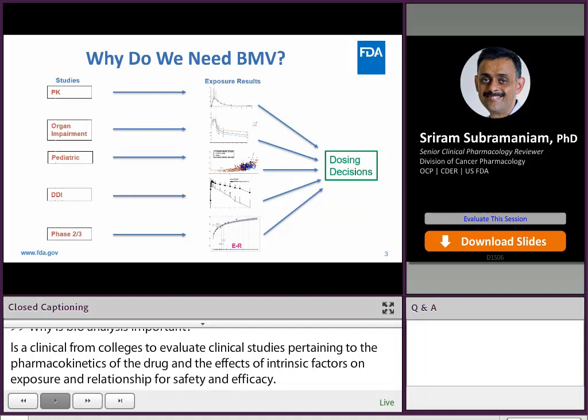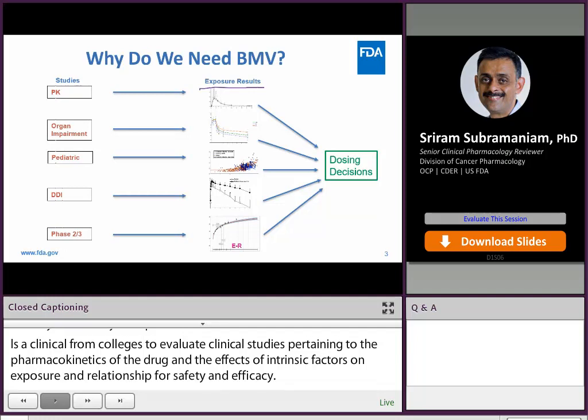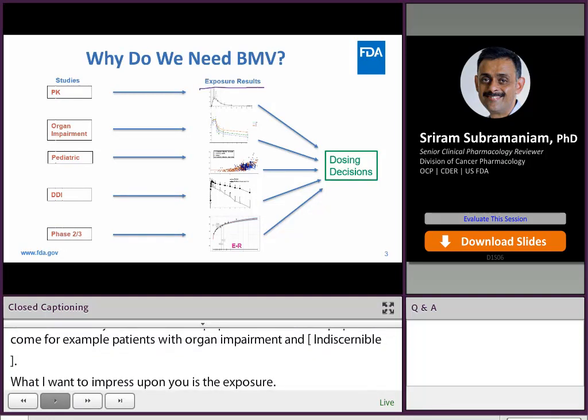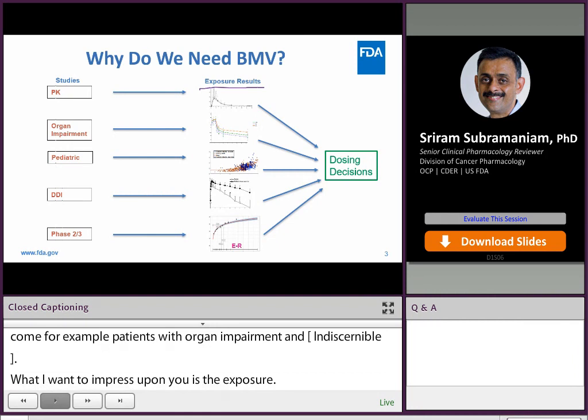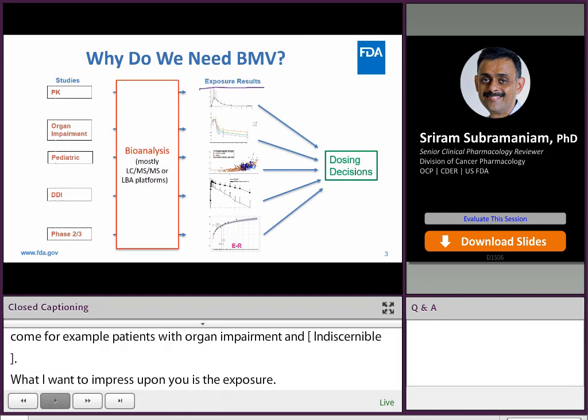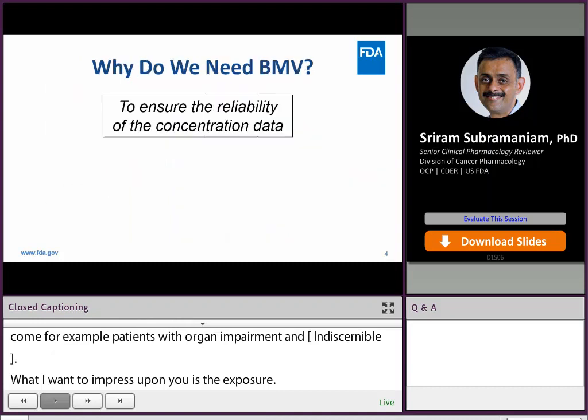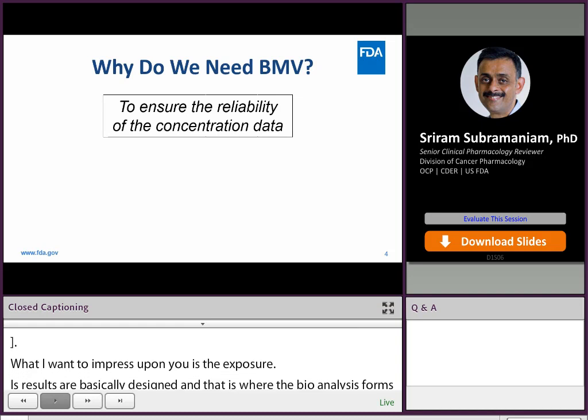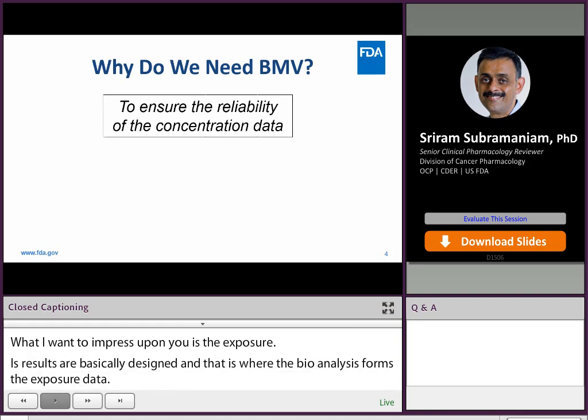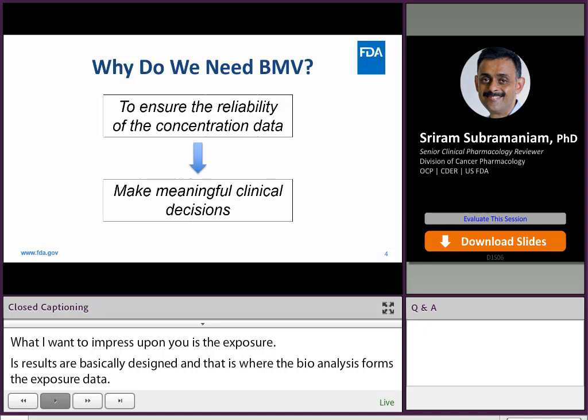But what I want to impress upon you is the exposure results. These results are basically derived from concentration data, and that is where bioanalysis comes into the picture, and it forms the bedrock for the exposure data. Therefore, we need reliable bioanalytical assays to ensure the reliability of the concentration data. Therefore, we can make meaningful clinical decisions.